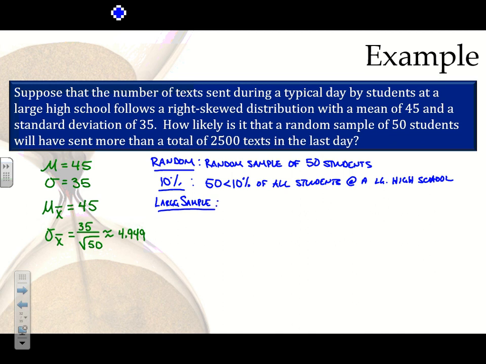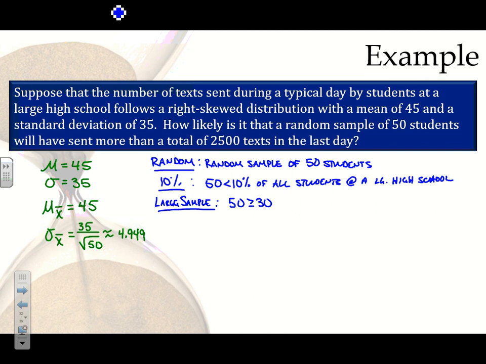The last one is the large sample condition. Now here we do have to be careful because they told us specifically that our population distribution is not normal. So if that's the case, what was our cutoff for an acceptable sample size? 30. So 50 is greater than or equal to 30, which means we have an approximately normal distribution. Okay? So we've checked our conditions.